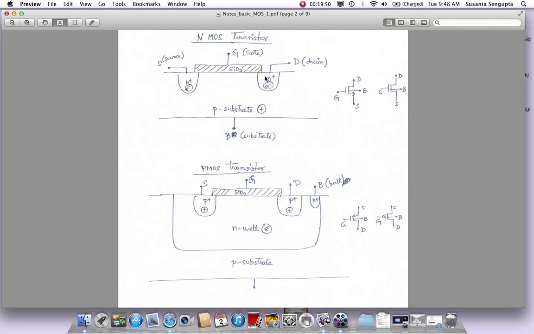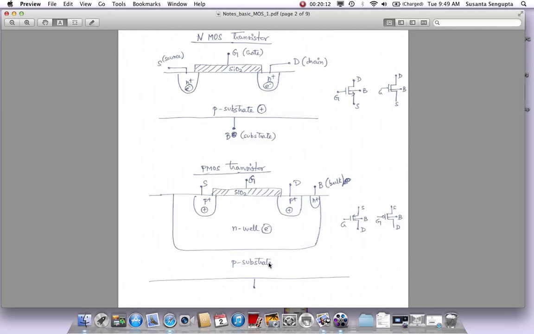Here there is no channel, and to make sure that there is no channel from the source to drain, we always start with the opposite type of material. So in NMOS we started with P substrate. For PMOS we're going to start with an N type of material, which I'm calling an N well. So how do you do it? The P substrate is common. These are the wafers that you get. It's a P type wafer.